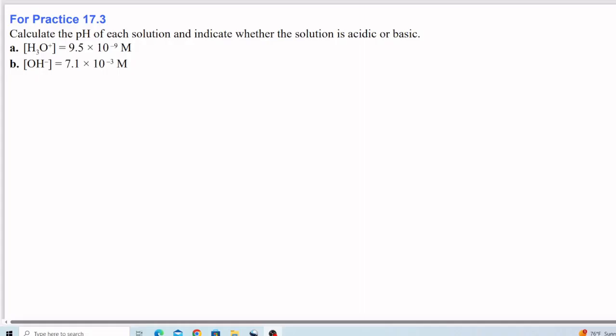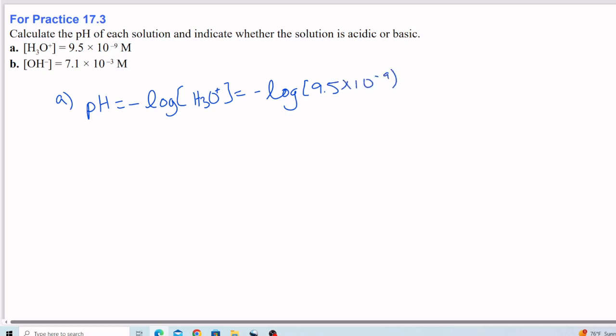Now we'll work practice 17.3. Calculate the pH of each solution and indicate whether the solution is acidic or basic. So for A, we have 9.5 times 10 to the minus 9 as our H3O plus concentration, so we don't need to calculate the H3O plus concentration. So the pH is equal to the negative log of the H3O plus concentration, which is equal to the negative log of 9.5 times 10 to the minus 9, which is equal to 8.02. So that's our pH. That's larger than 7, so that is a basic solution.